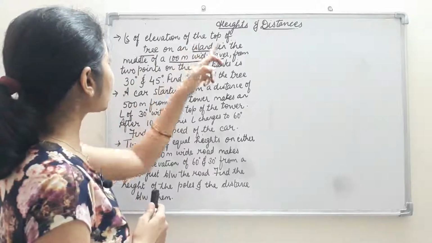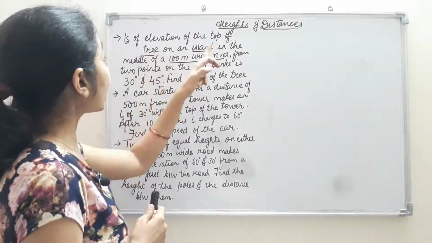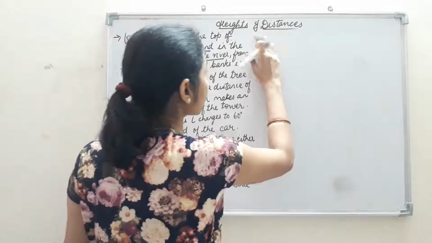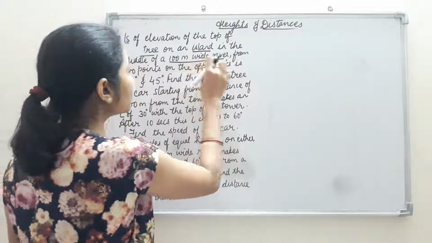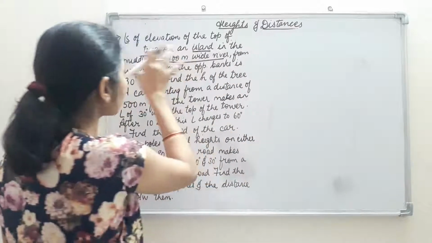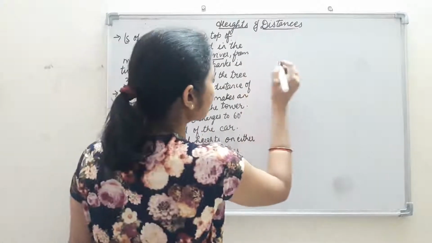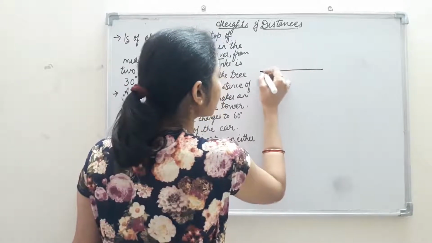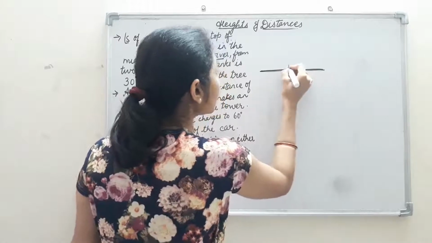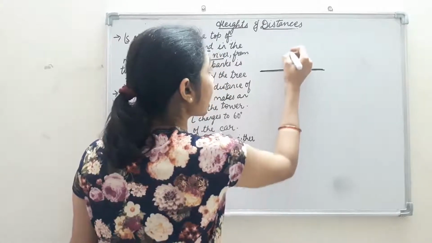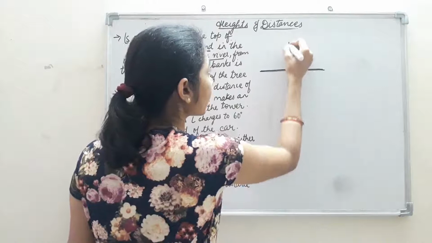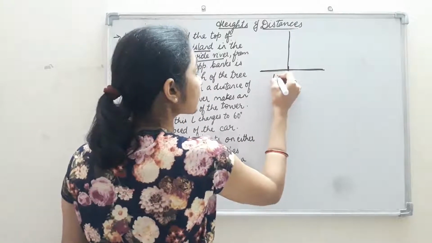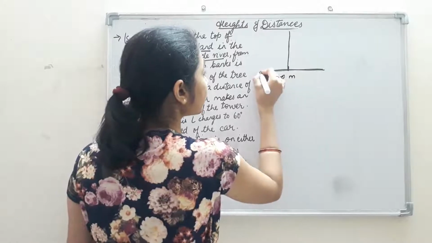Angles of elevation of the top of a tree on an island in the middle of a 100-meter wide river. So what we are given here: island, 100-meter wide river. First we'll underline the keywords, as we have already done. So here a 100-meter wide river we are given. In between the river there is an island, and a tree is standing on that island. This is the tree standing on that island, and this is given as a 100-meter wide river.